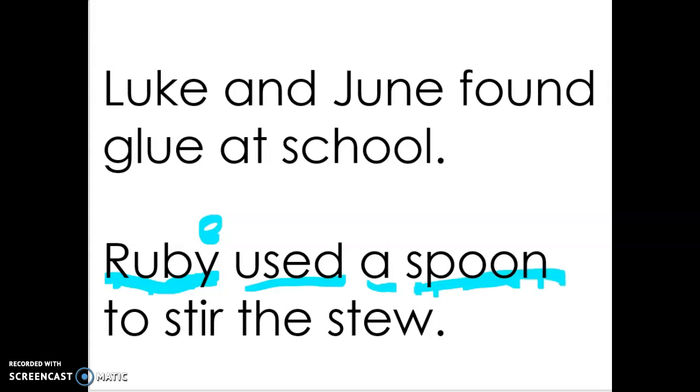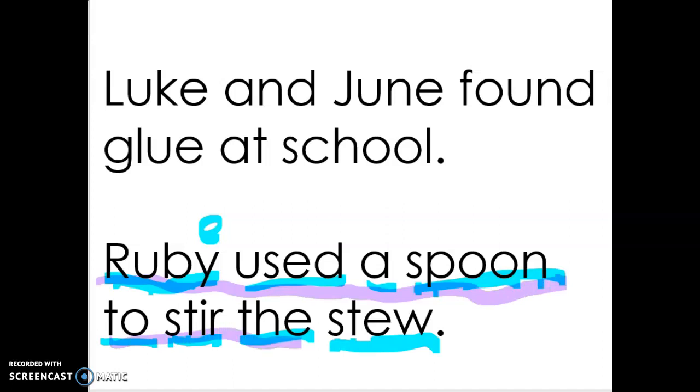Say. The word is spoon. Sight word is to. Sound it out, think. Say. The word is stir. Sight word is the. Last word, think. Say. The word is stew. Let's read it together. Ready? Read. Ruby used a spoon to stir the stew.